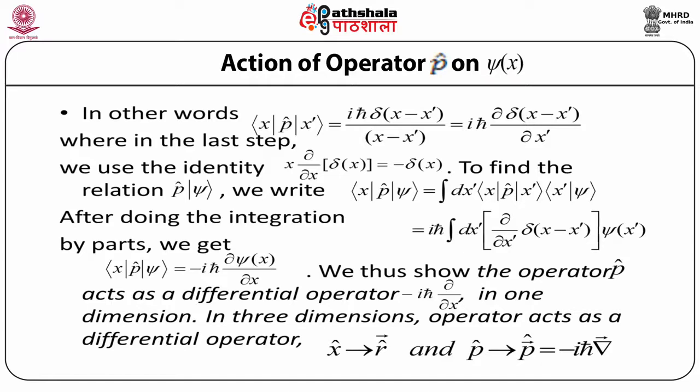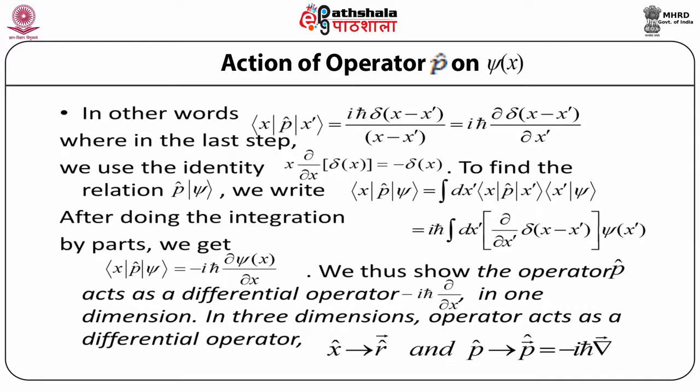To find the relation of operator p acting on state vector psi, we write bra x, operator p, ket psi is equal to integration over dx prime of bra x, operator p, ket x prime, bra x prime, ket psi, which is equal to iħ integration over dx prime within brackets del by del x prime of delta(x minus x prime), psi(x prime).